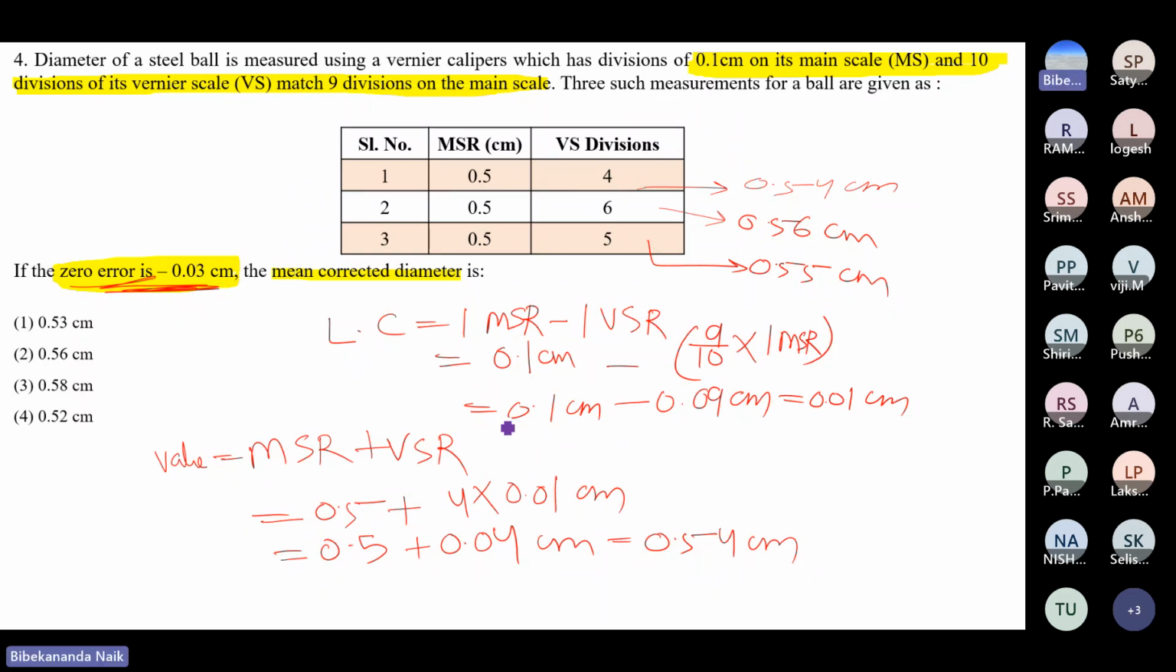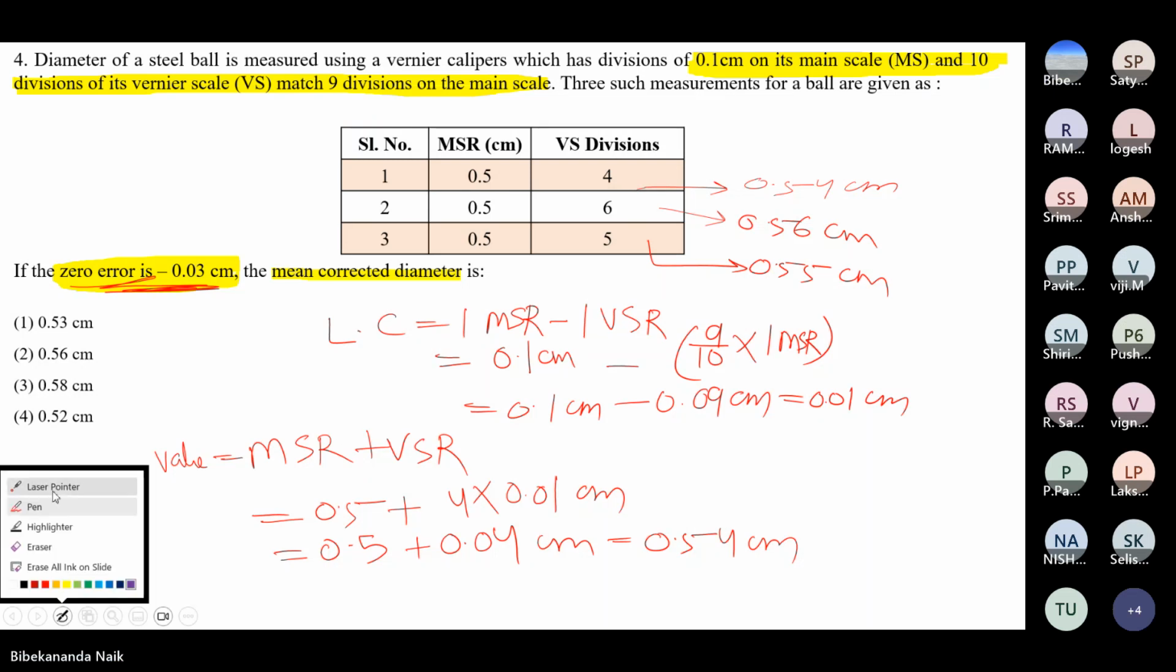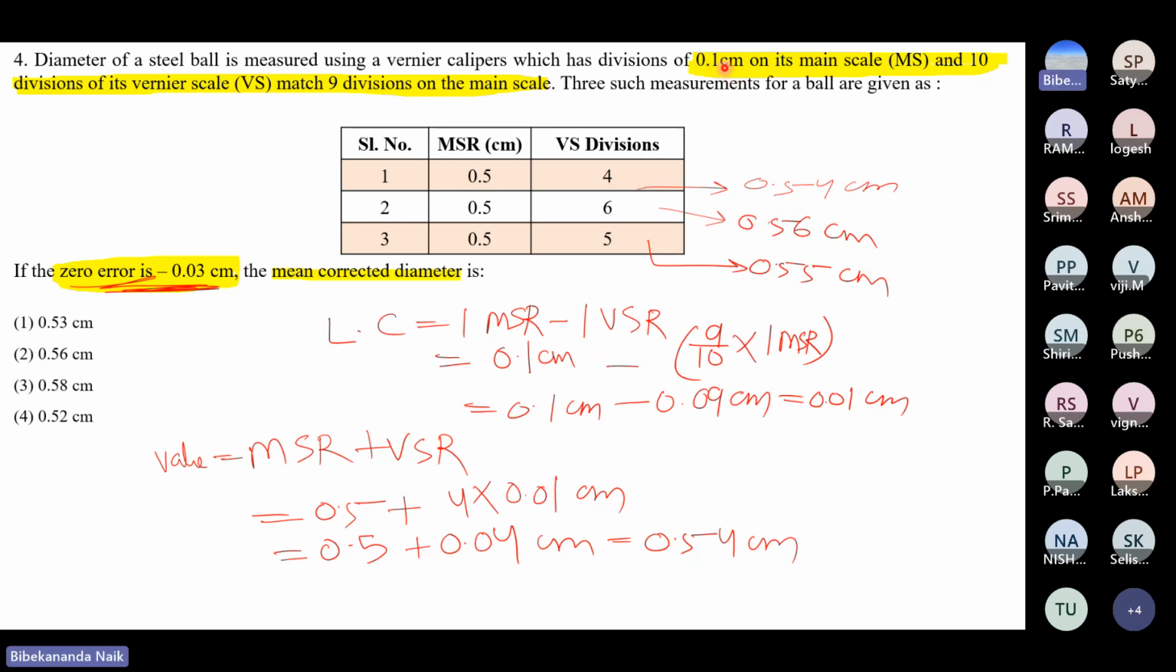So basically what we did in this problem: whenever no least count is given in the problem, we first need to calculate the least count of the measuring device. Here, the main scale division is given as 0.1 centimeter. So the least count of the main scale is 0.1 centimeter. Now we want to calculate the least count of the vernier scale, and it is given that 10 divisions of the vernier scale correspond to 9 divisions of the main scale.